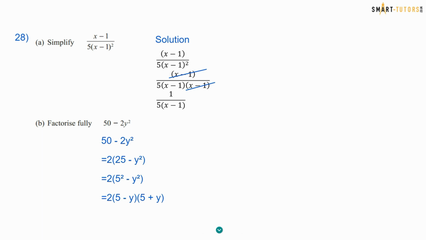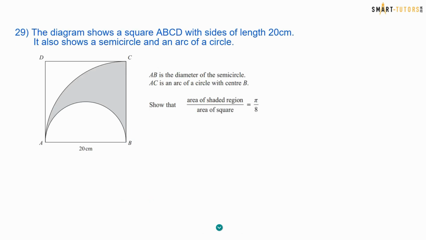Second part, factorize 50 minus 2y squared. So you take the 2 out. That becomes 25 minus y squared. So 25 can be written as 5 squared minus y squared. 5 squared minus y squared is a difference of two squares. So 5 minus y, 5 plus y. That is the fully factorized form.